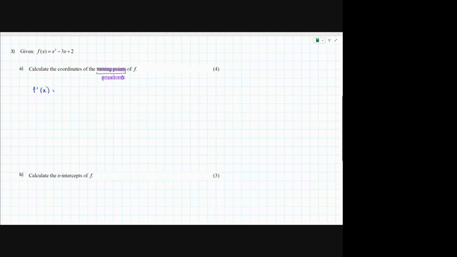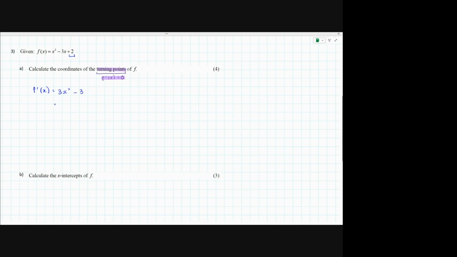Do you need me to tell you the first derivative? I'm ready. 3x squared minus 3. That's our first derivative. Perfect. 3x squared minus 3. So the constant 2 falls away. Constants derive to 0, and we apply the rules thereafter. I don't think I need to go through the rules again.